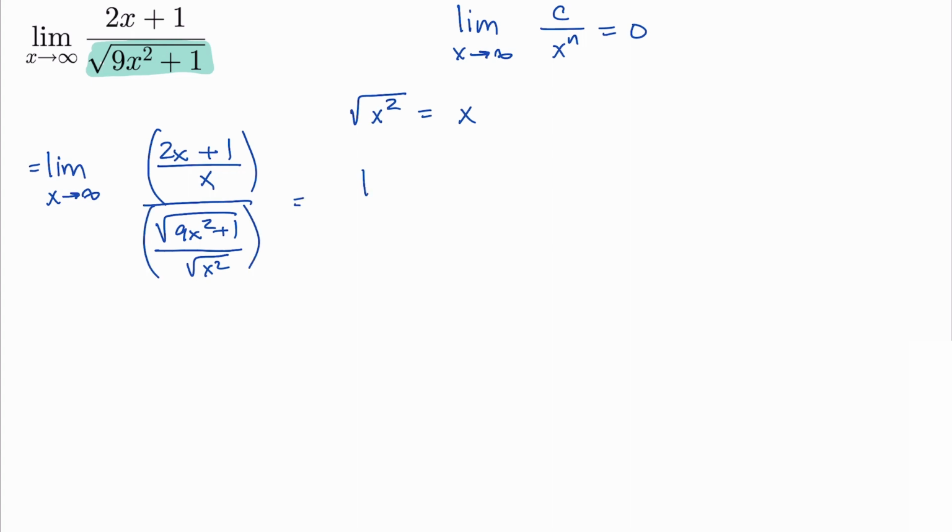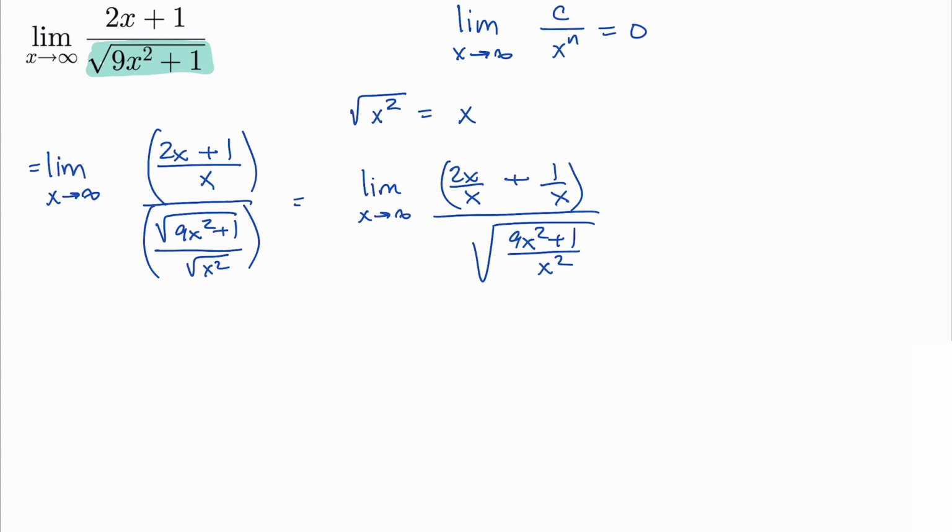So this is equal to the limit as x approaches infinity. Now 2x plus 1 all divided by x is really 2x divided by x plus 1 divided by x. And in the denominator, we can now combine those square roots as 9x squared plus 1 all over x squared. So now this is looking a little bit better.